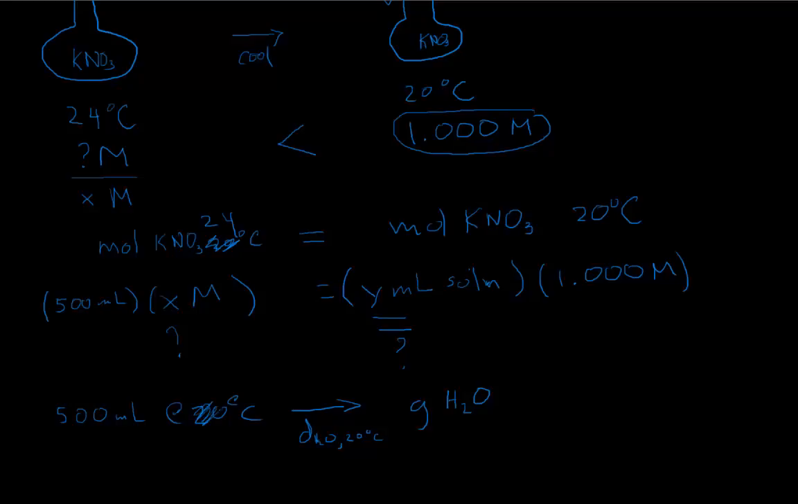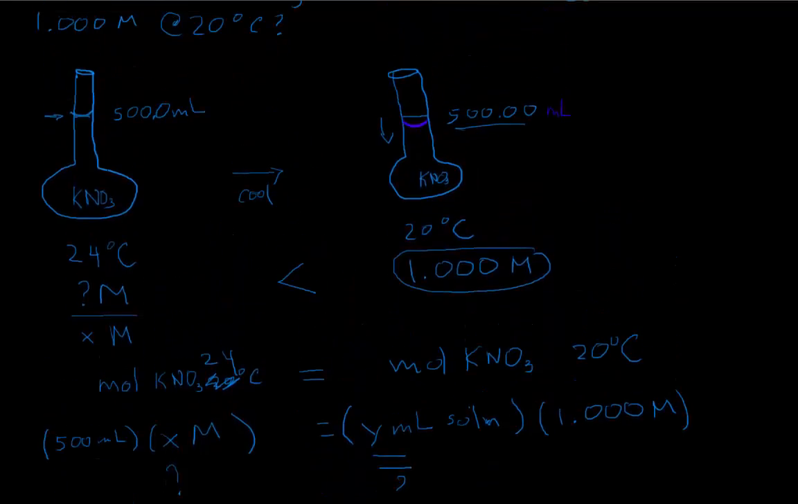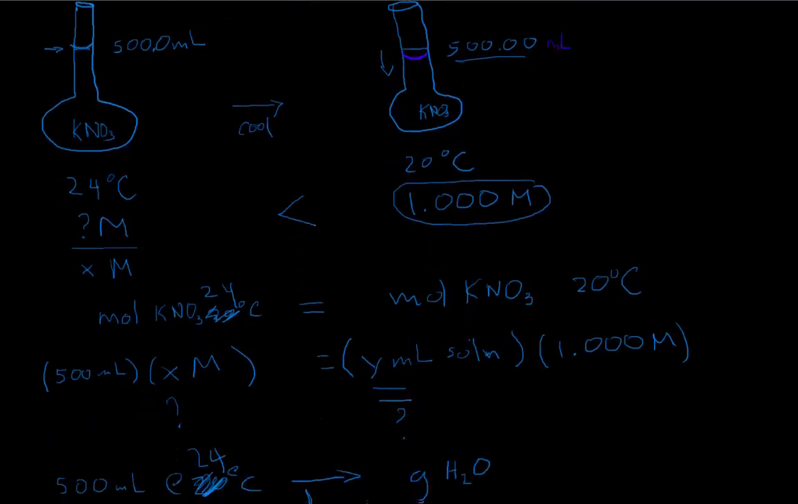I'm sorry, I keep writing 20 degrees Celsius. We're at 24 degrees Celsius when we've got 500 milliliters. So this is supposed to be 24 degrees Celsius. So you want to look that up and then figure out the grams of water. Now in going through this cooling process, we're not changing the number of grams of water, we're just packing those water molecules more closely together because they're cooled down, they don't have as much kinetic energy, so they're not bouncing around as much, expanding their volume.